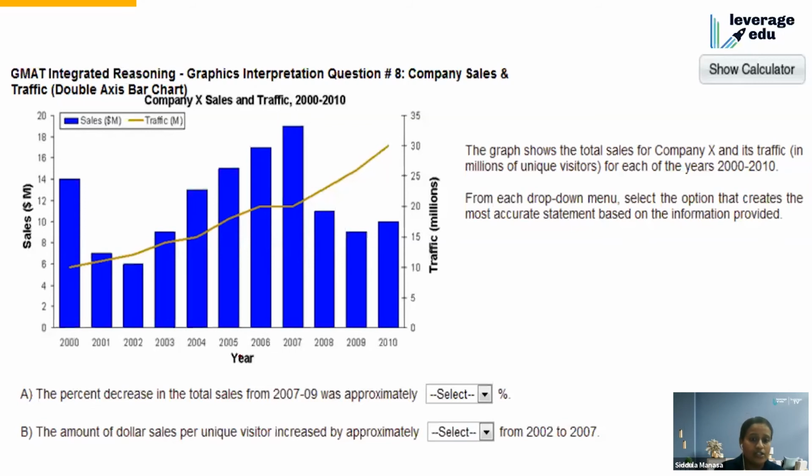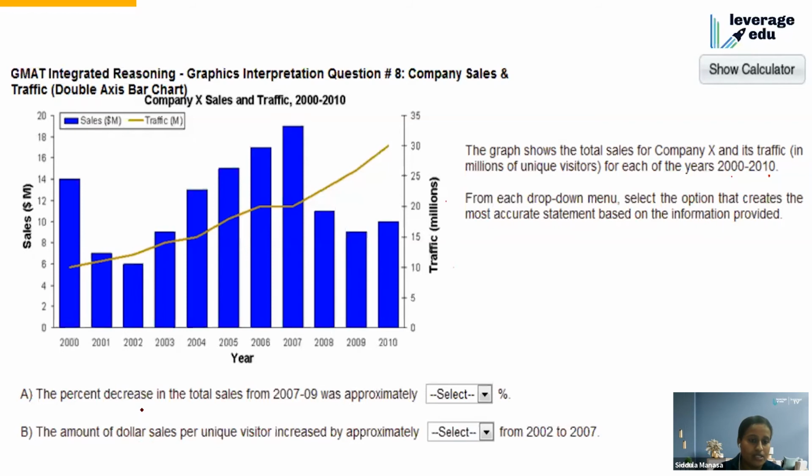Wherein you see the horizontal axis is speaking about the year, which is the same for both of this data, sales and the traffic. Wherein this is denoting the traffic in terms of millions, this is denoting the sales in terms of dollar millions, right? So now the question here: the graph shows the total sales for company X and its traffic in millions of unique visitors for the years 2000 to 2010. From each of these drop-down menus, select the option that creates the most accurate statements based on the information provided. Now, these are the two questions.